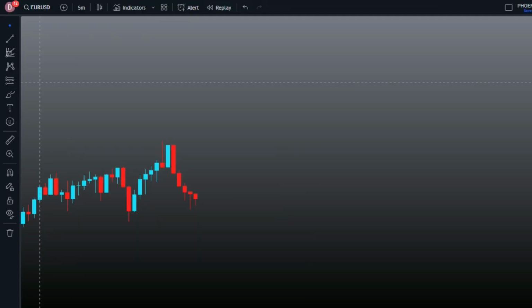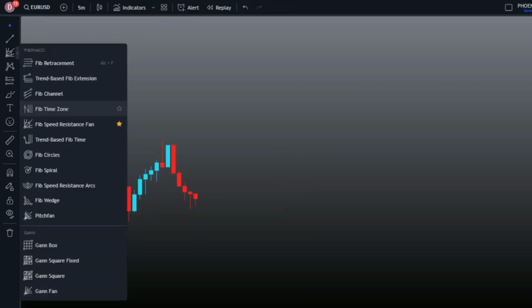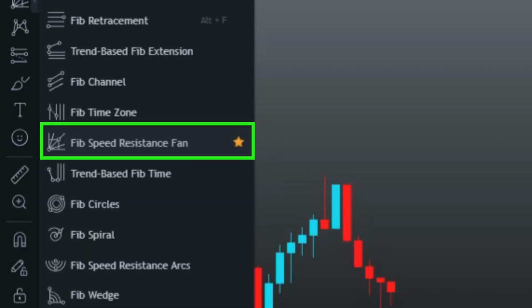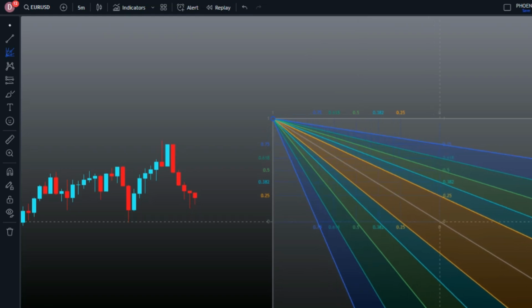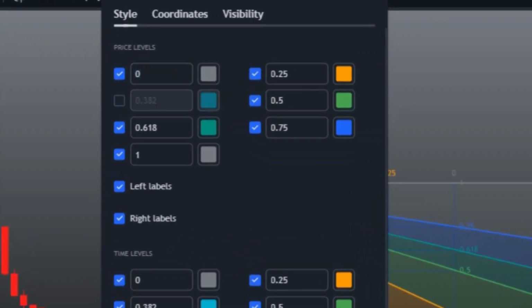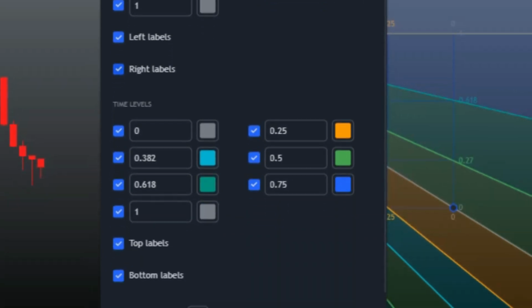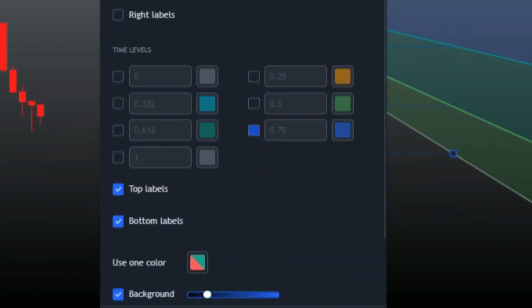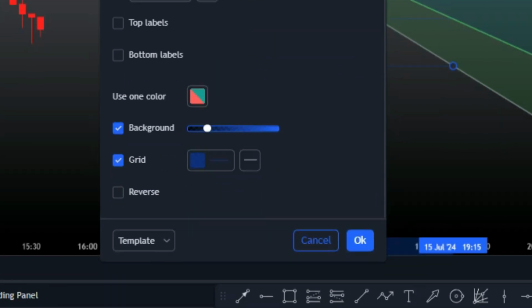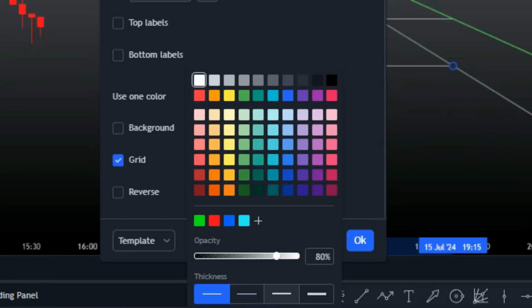The one and only thing you need to do is to go to Fibonacci items and pick Fibonacci Speed Resistance Fan. Click and drag all the way down and right, that's all. In settings, uncheck all the items except for 0, 1 and 0.618, then add 0.27 and 1.76. Also uncheck all the time levels as we don't need them for this strategy. The rest of the changes are optional depending on how fancy you are.